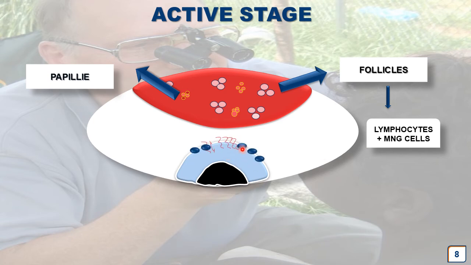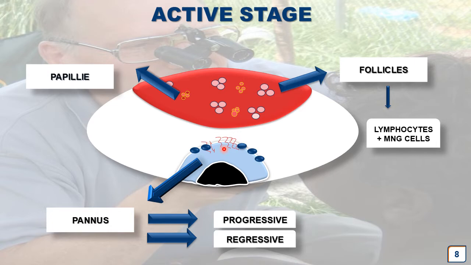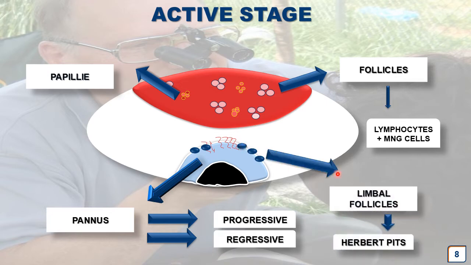Over the cornea, you will observe pannus. So what is pannus? This is the innervation of the cornea, or the corneal infiltration, and you will also observe the stromal infiltration too. Over the limbus, you will observe small plaques or circles. These are called limbal follicles. These limbal follicles are also called Herbert's follicles, and later they become Herbert's pits, which results in scarring.